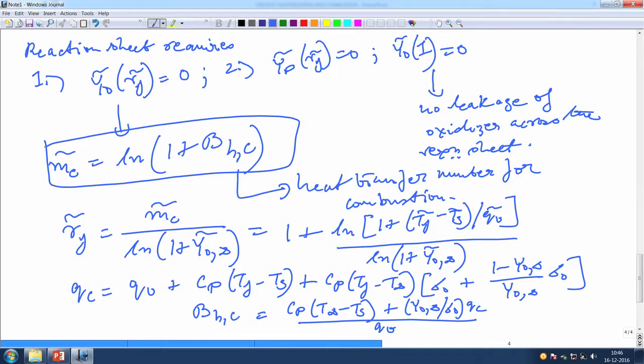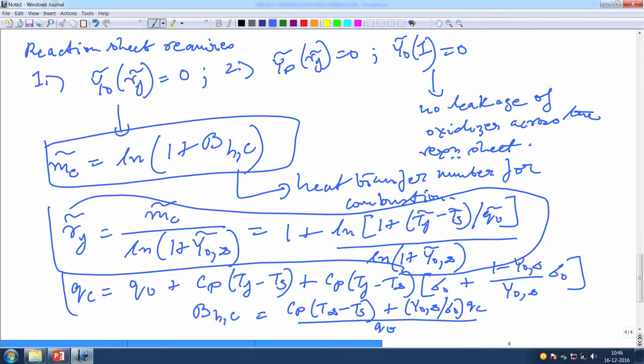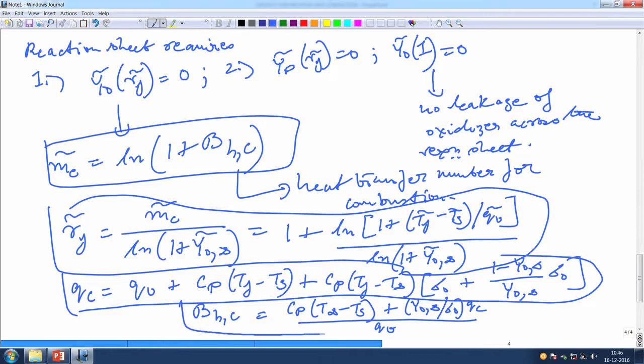Okay. Now, if you look at these expressions, we have found out the expression for the combustion rate, or rather the gasification rate. This is the flame standoff distance where the flame will stand, and this is the corresponding heat release of the flame, right, and this is the corresponding Spalding or the heat transfer number.